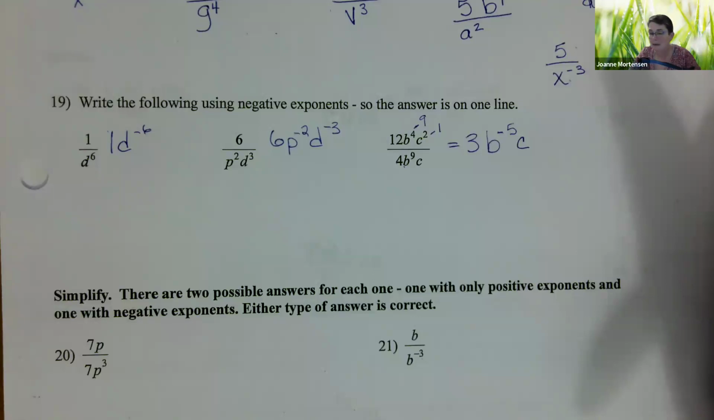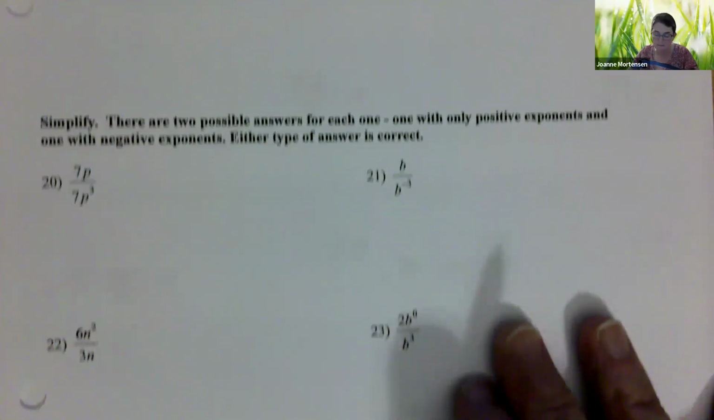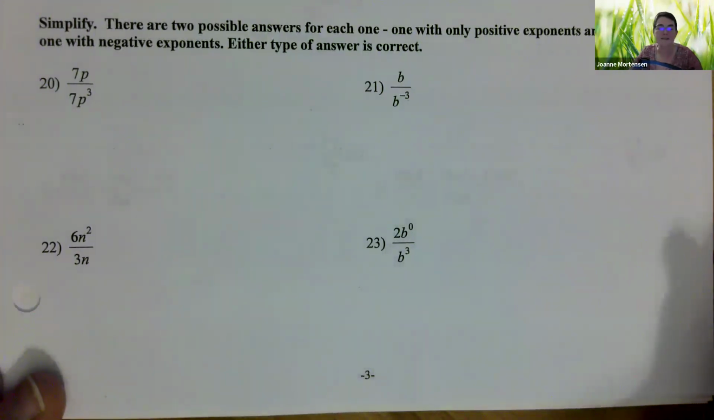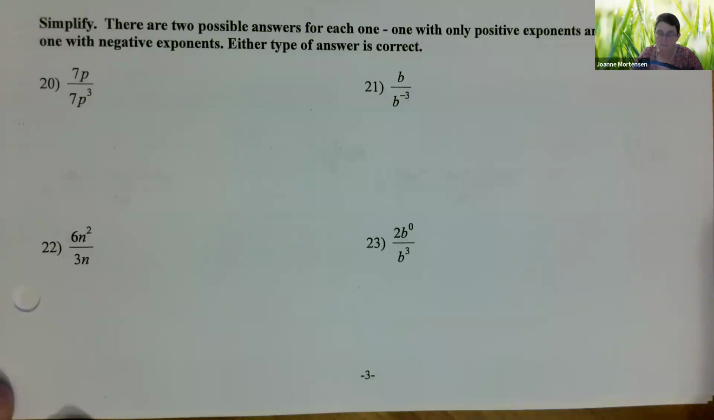Unless I say otherwise, I don't care which way you write them. Whether you use positive or negative exponents, whether you write it with positive on 2 lines or you write it with negatives on 1 line, it's fine. No big deal. Such as the next question, where I say there's an answer that has positive exponents and one with negative exponents. Either one is fine.